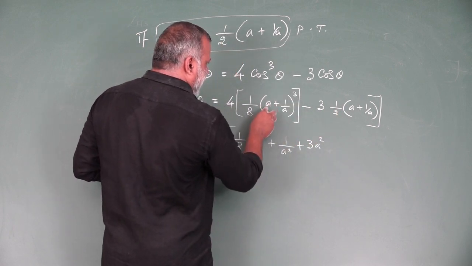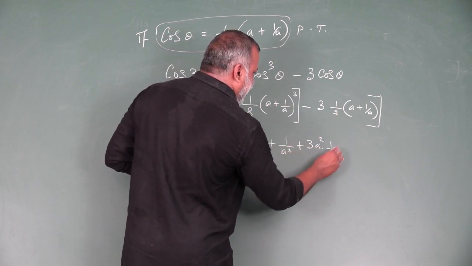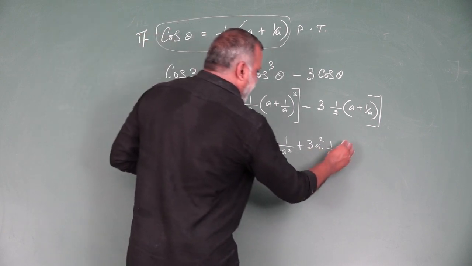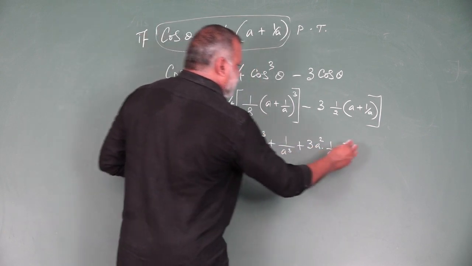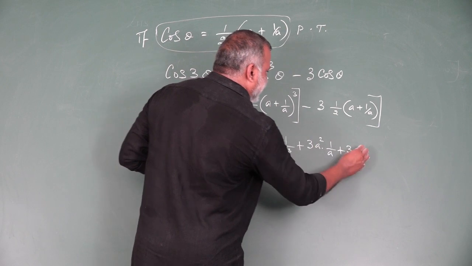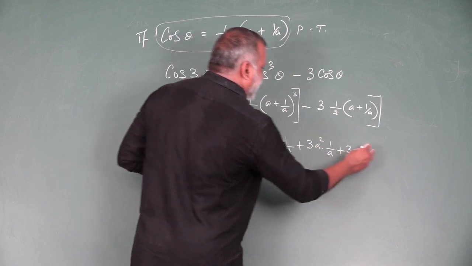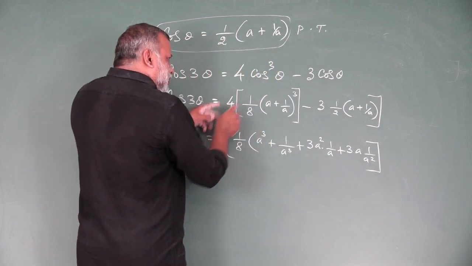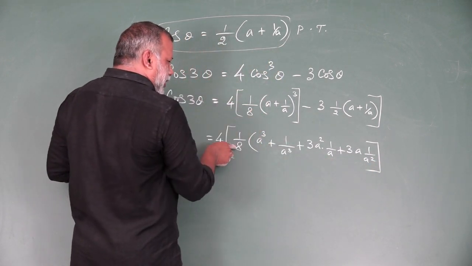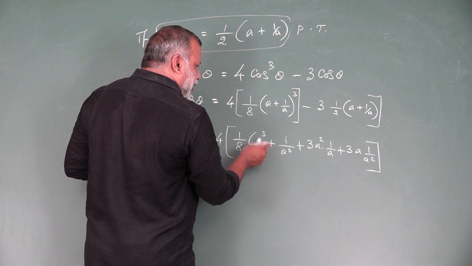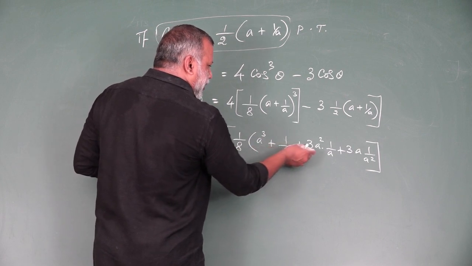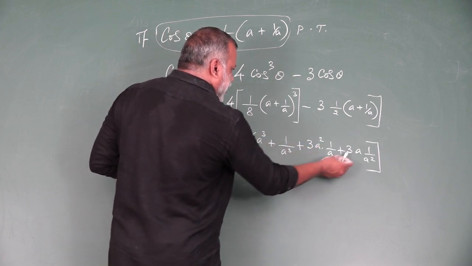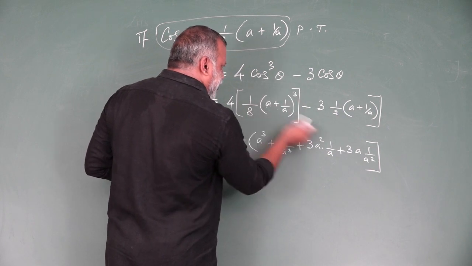Here 3 a squared b means 1 by a again, plus the last one, 3 a b square. B square means 1 by a square. So close this bracket, because this 4 is only for cos cube. So this is 1 by 8. Then expand this one: a cube plus b cube plus 3a squared b plus 3a b squared.